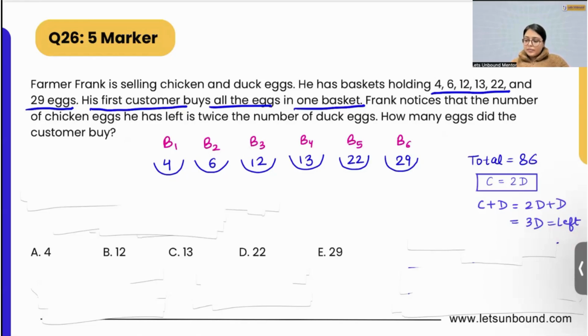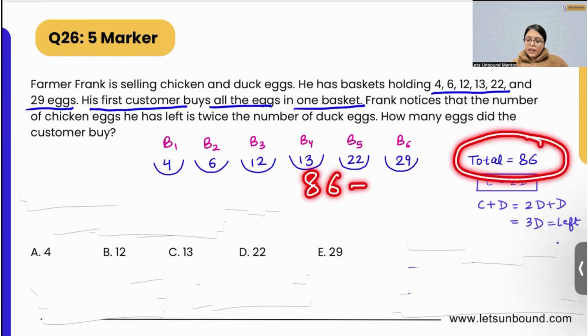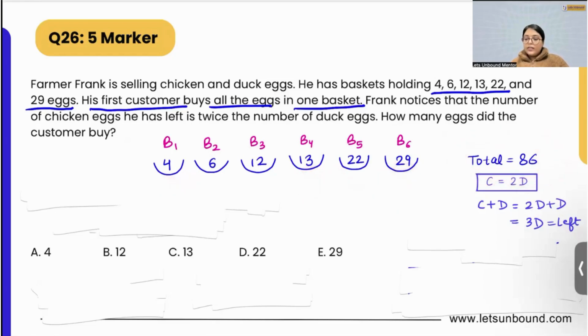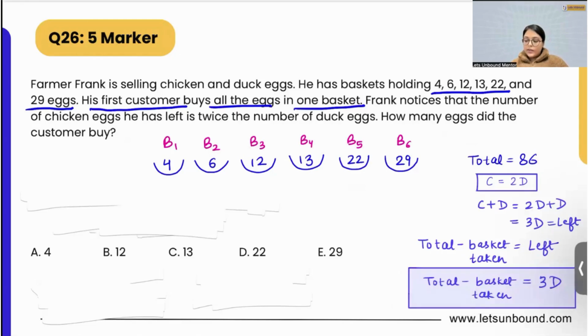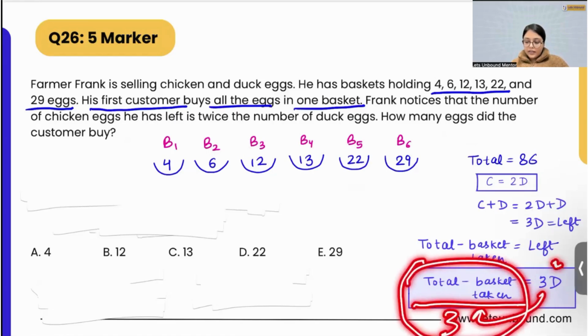So that means total eggs, that is 86, minus whatever the number of eggs the customer took. If it is 4, we will subtract 4. If it is 6, we will subtract 6. If it is 12, we will subtract 12, and so on. And the rest of the eggs which are left, we are going to get, right? So this is basically the entire general formula which we can get. And lastly, what we can do is bring this 3 in the denominator and check how many duck eggs are there.